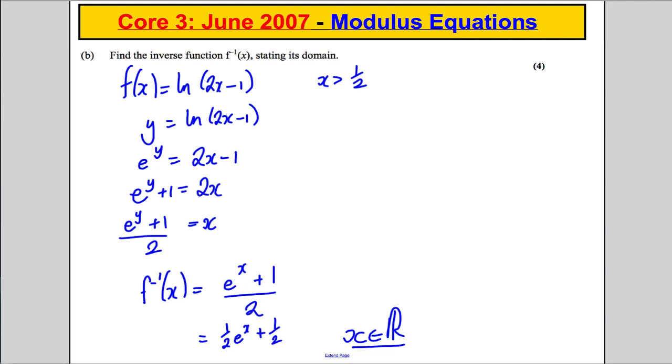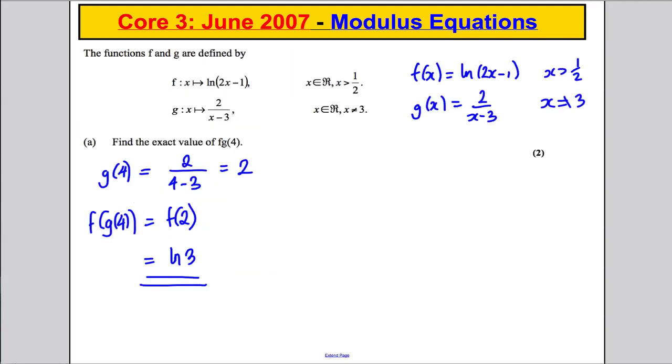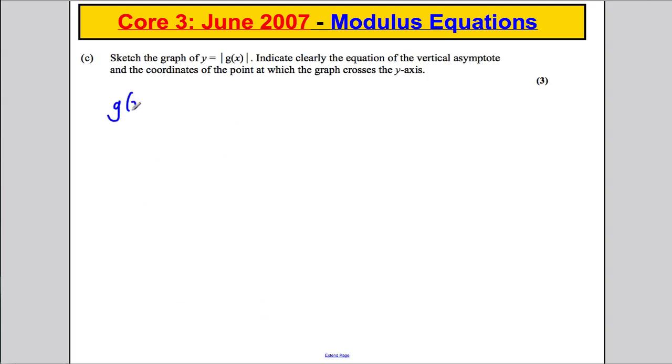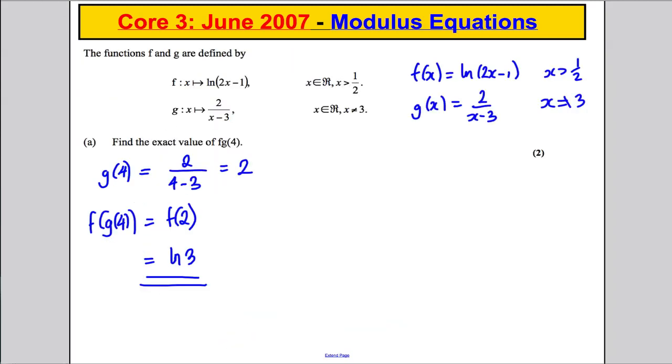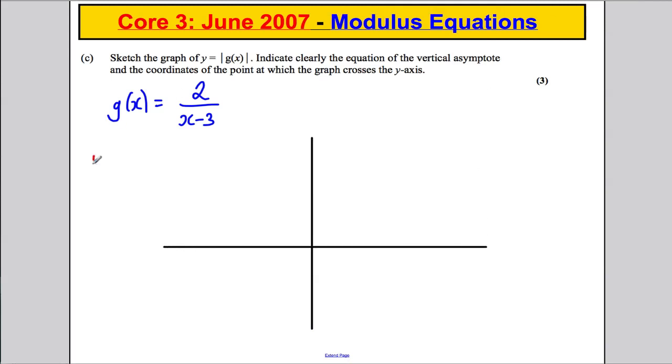Okay, next. C, sketch the graph y is g of x, indicate clearly the equation of the vertical asymptote and the coordinates of the point at which the graph crosses the y-axis. So g of x, let's write g of x again down. g of x is 2 over x subtract 3. And I'm asked to draw the graph, the modulus of this. Well, the first thing I do is, before I worry about the modulus, step 1, draw the graph y is 2 over x subtract 3.